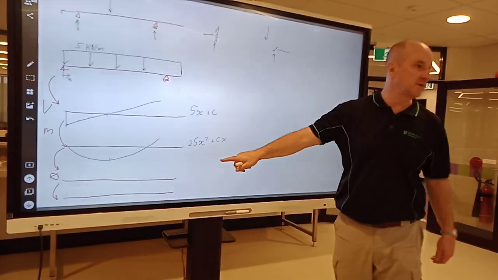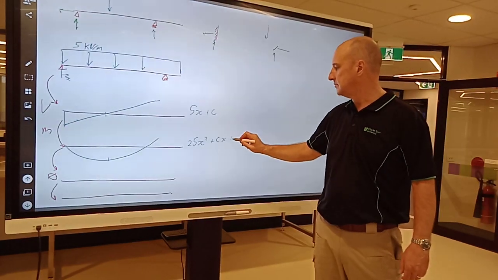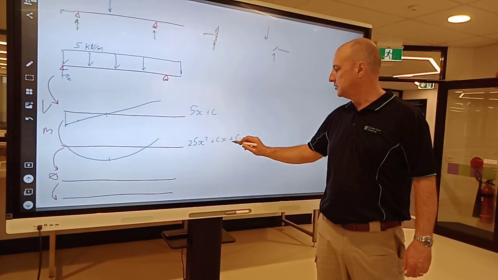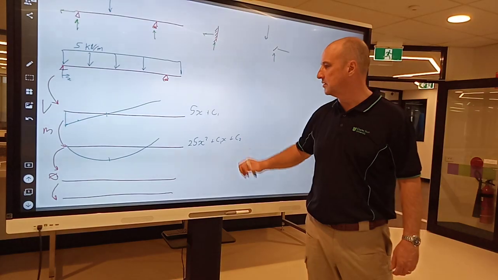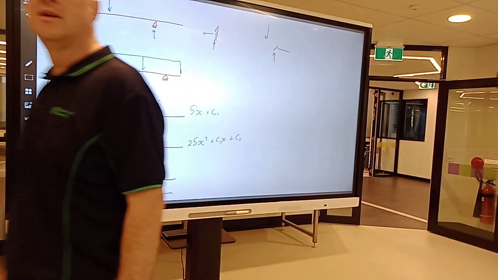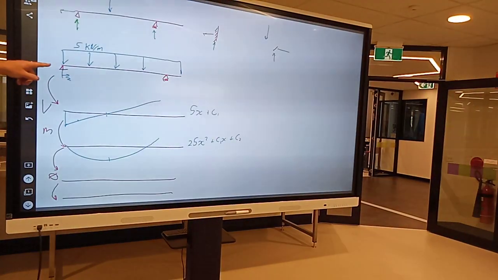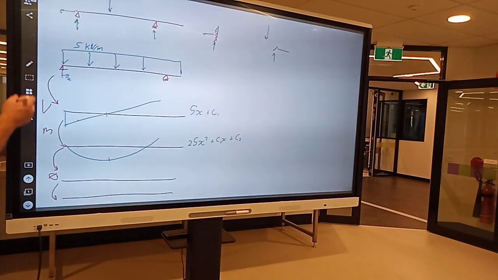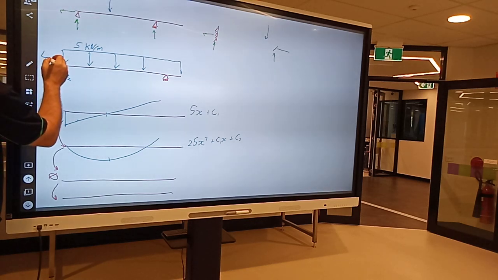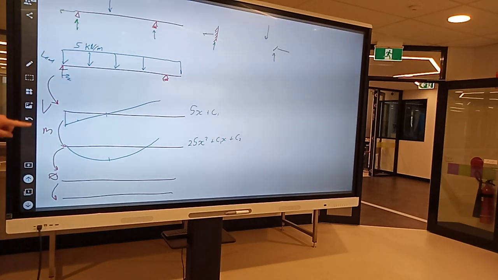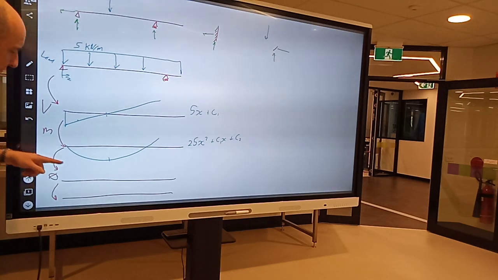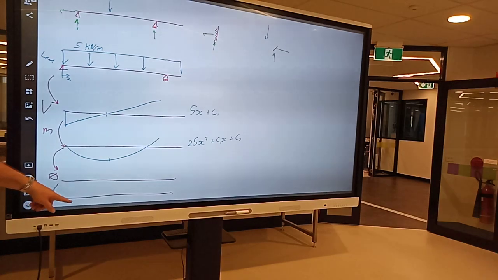Does that make sense so far? Plus another constant, plus C2. Call that C1. Okay? So we have integrated from the load to the shear force to the bending moment. We're now about to integrate 2 more times to get from the bending moment to the deflection.